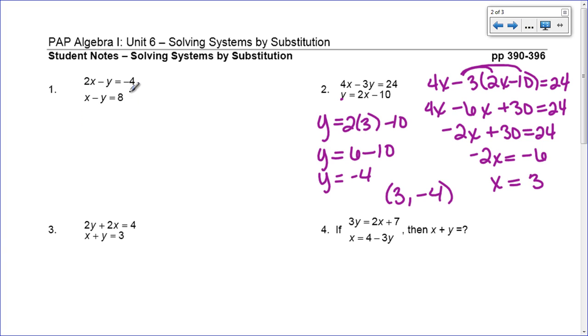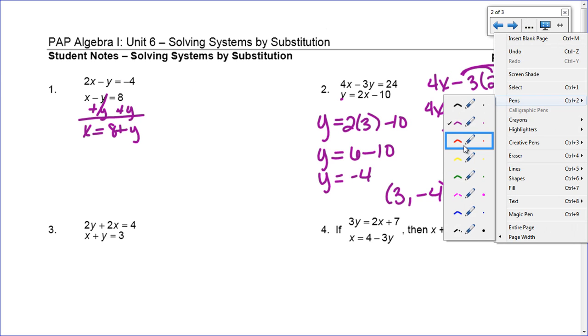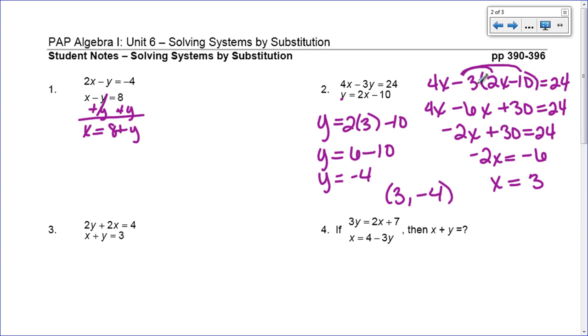I'm going to do it in this bottom equation because both my x and y have a coefficient of 1, so they just have a 1 in front of them. So I want to get this x by itself. To do that, I'm going to add y to both sides of my equation. So this becomes x equals 8 plus y. I now have an x equals statement. That tells me that I can substitute this 8 plus y in for x in the other equation. I'm going to change colors with my pen here so that it's a little bit easier to see what I'm doing.